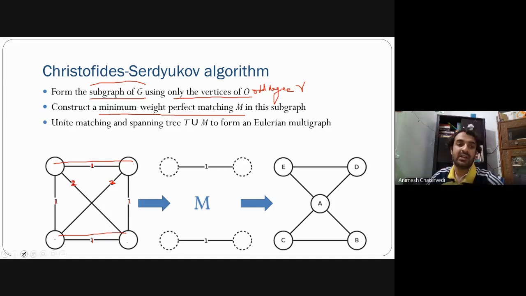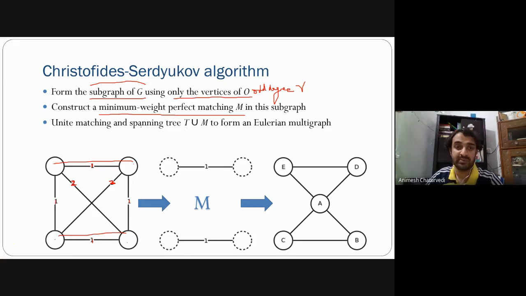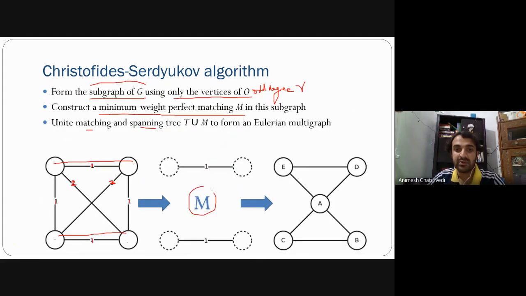Merging, or uniting, of both the degrees. You have to do merging of both the spanning tree and the matching. So you have to merge M with T. We'll see M and T being merged. So this is T and this is M. This uniting of M and T was being done over here.